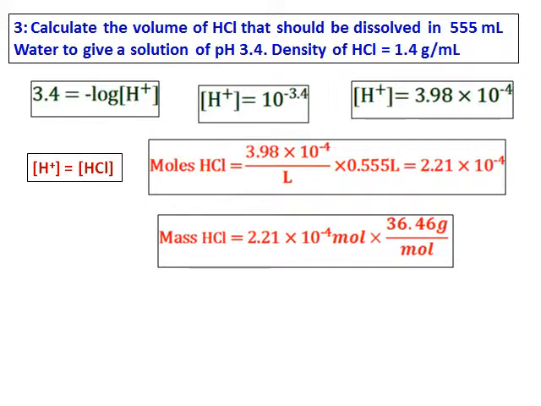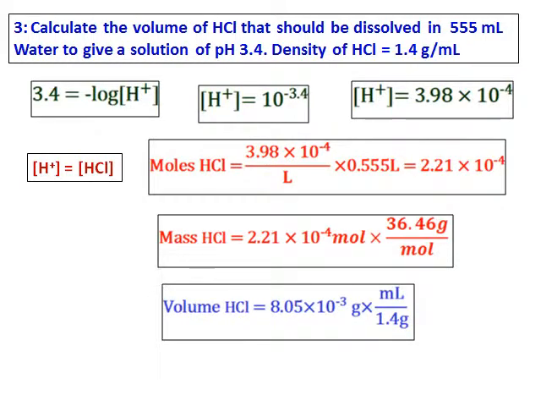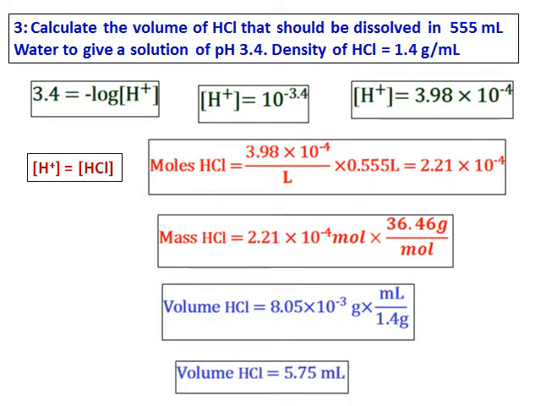But since here they have asked for the volume, convert the mass to volume by dividing it by the density, and hence the volume of HCl comes as 5.75 milliliters.